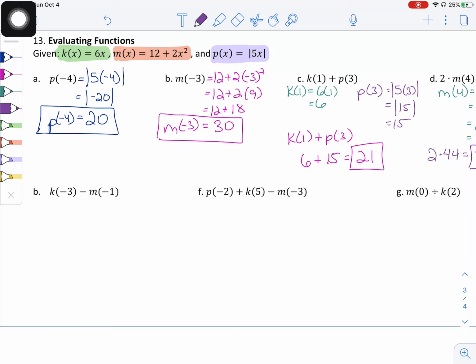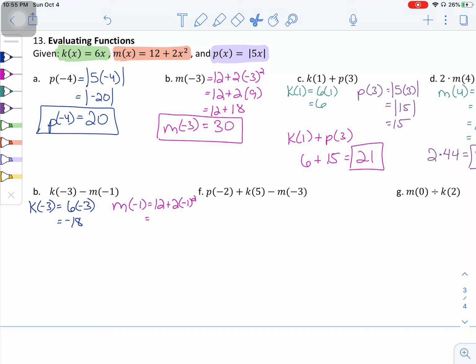So I'm going to break it up into 2 pieces. I'm going to do k of negative 3 first. So that's 6 times negative 3, so that's negative 18. Separately, I'm going to figure out m of negative 1, so that's 12 plus 2 times negative 1 squared.